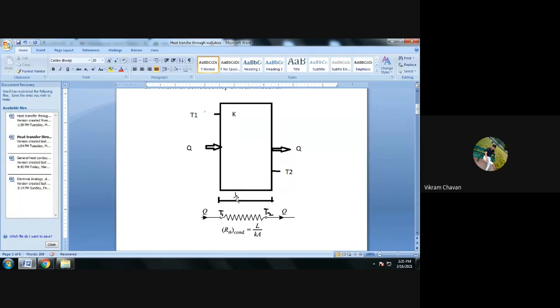So L is the thickness, T1 is the surface temperature on one side of the wall, and T2 is the surface temperature on the other side of your wall. K is the thermal conductivity of the material of the wall. So the electrical analogy will be in this manner. As current flows in an electrical circuit, heat flows in a thermal circuit due to the temperature difference T1, T2, and the resistance offered by the geometry, which is the thermal resistance for conduction of heat, equal to L divided by K multiplied by A.